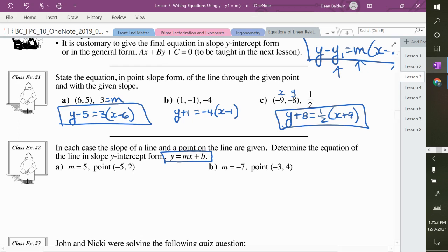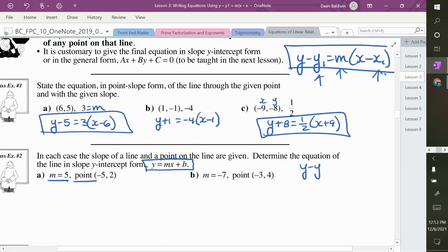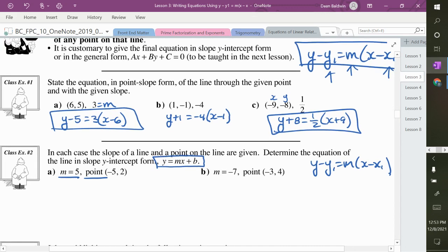So the first step is you look at what information you have. I know the slope and I know a point. Therefore, I should use the point slope equation, which is this one. Y minus y1 is equal to m(x minus x1). So plug in everything you know. Y minus 2 is equal to 5(x plus 5). Does everybody agree with that? Okay. If you do that, nope, because it's already negative 5, so it's minus a negative. Okay.